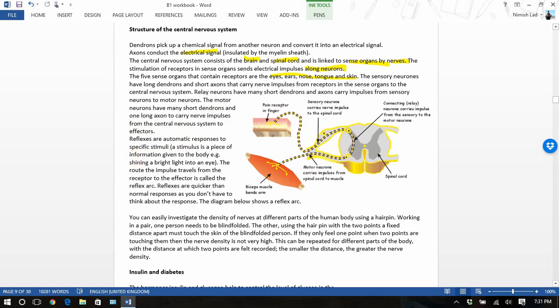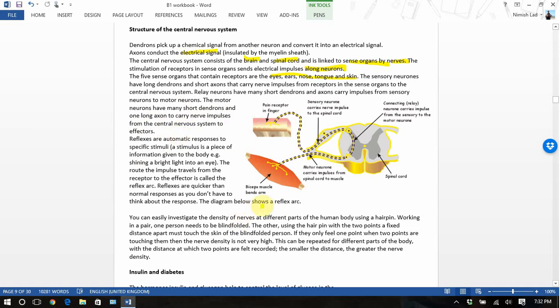Reflexes are automatic responses. Just when you respond automatically to a certain stimulus. So, I don't know, putting your finger on something that's sharp. Your body responds to that. So the route the impulse travels from the receptor to the effector is called a reflex arc. Reflexes are quicker than normal responses, and you don't have to think about the response.